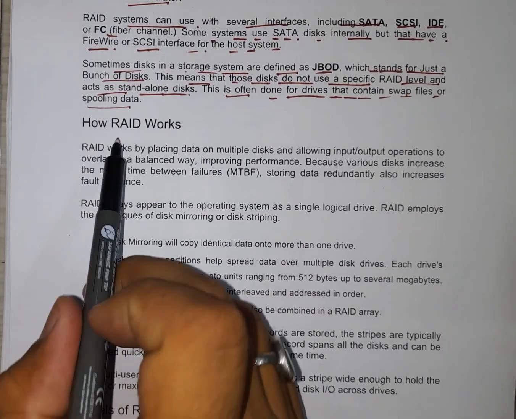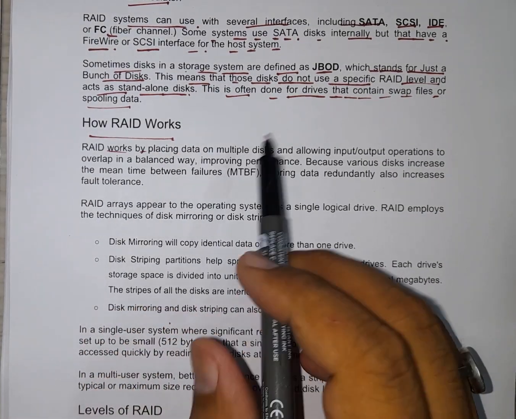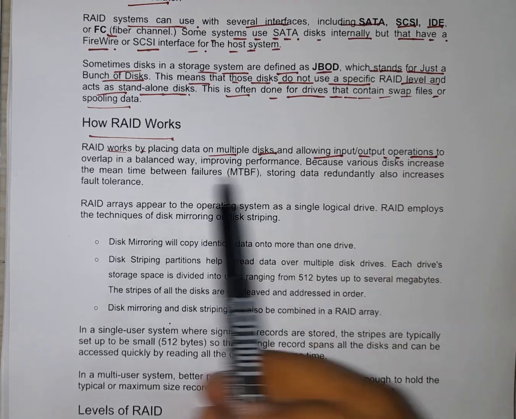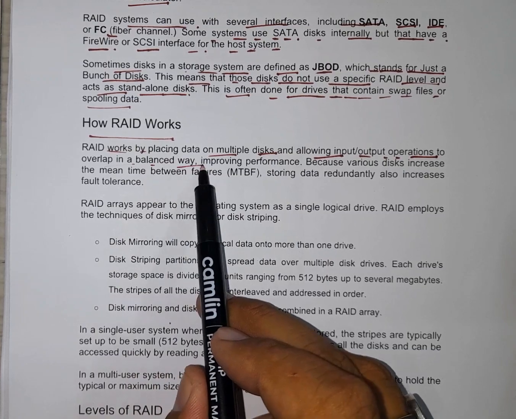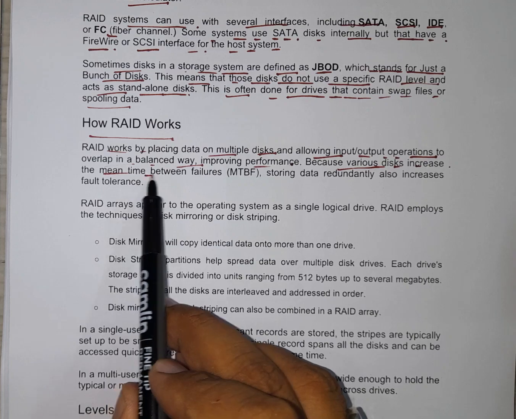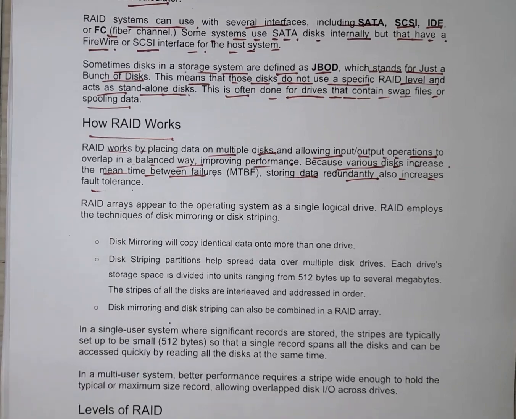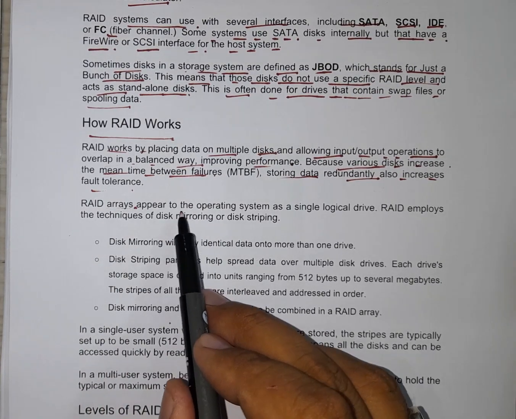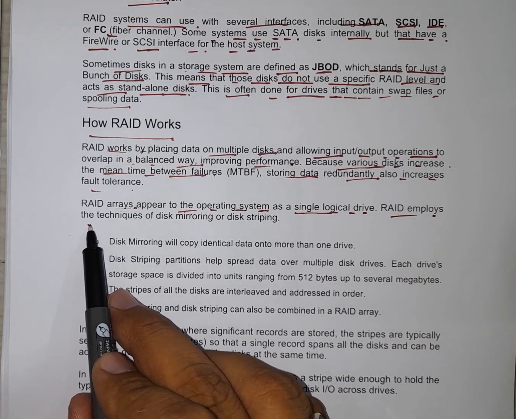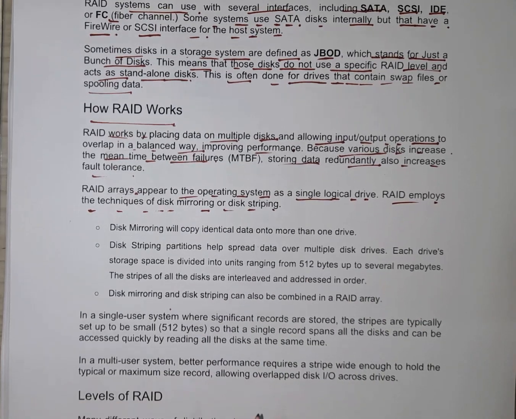Then after, how does RAID work? RAID works by placing data on multiple disks, allowing input-output operations to overlap in a balanced way, improving performance. Because the various disks increase the mean time between failures, storing data redundantly also increases fault tolerance. A RAID array appears to the operating system as a single logical drive.